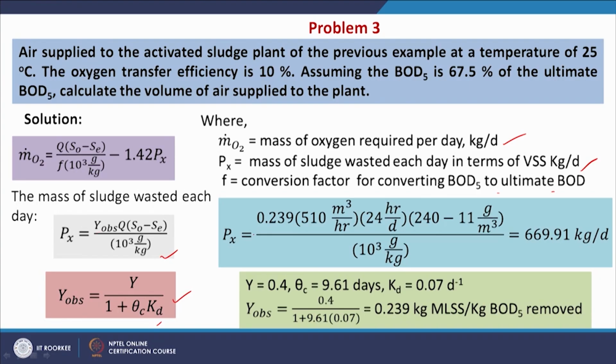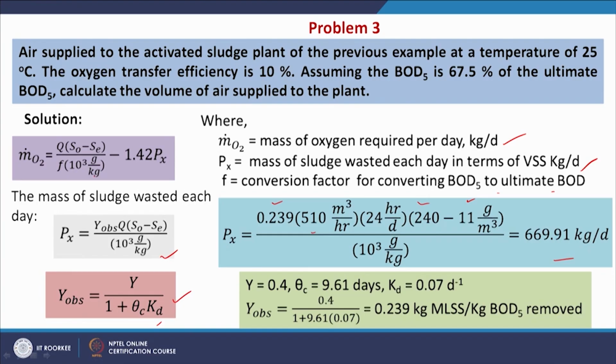If we use this value in the P_x calculation, so Y observed equal to 0.239 here, and then we are having Q, that is 510 meter cube per hour into 24 per day. So, we get meter cube per day, and then 240 S_0 and 11, that is equal to S_e. So, that was mg per liter converted to gram per meter cube, same values will be there, and then here 10 to the minus 3. So, ultimately we are getting P_x is equal to 669.91 kg per day.